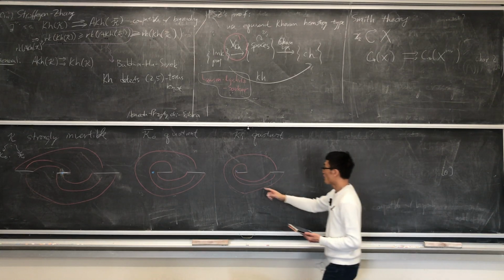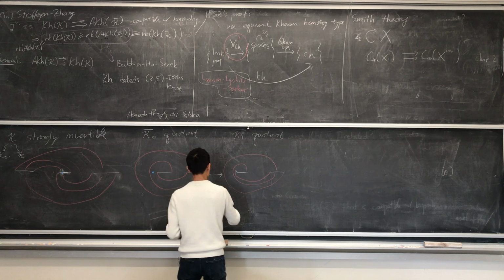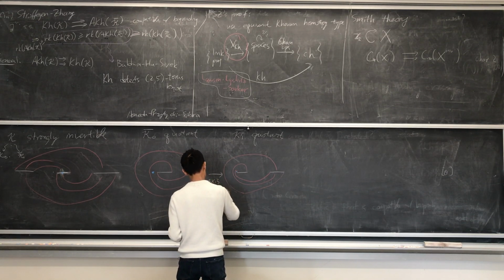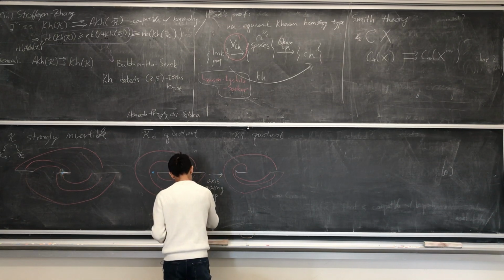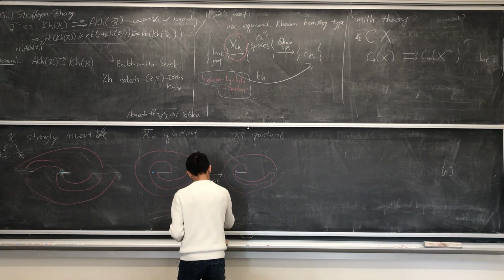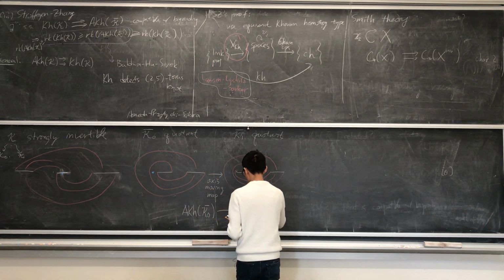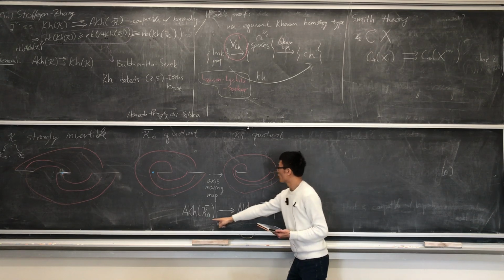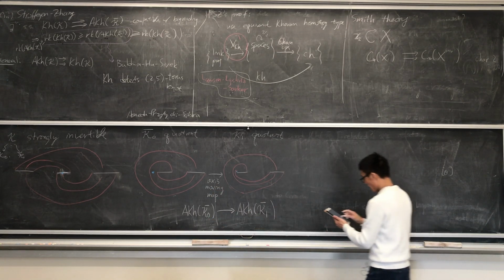they are related by something called an axis moving map. So what I'm saying is that there is a map from the annular Khovanov homology. There's a chain map from the annular Khovanov homology of the 0th quotient to the first quotient called the axis moving map.